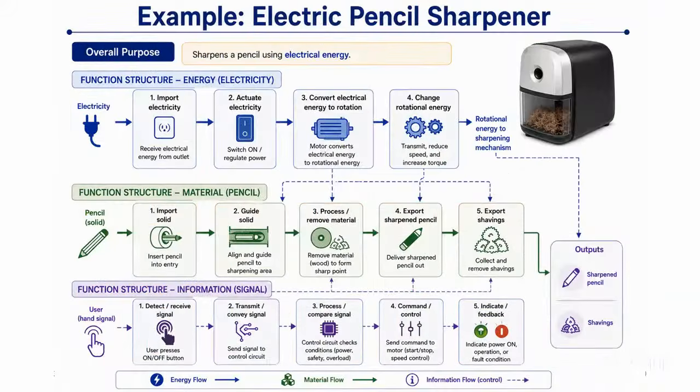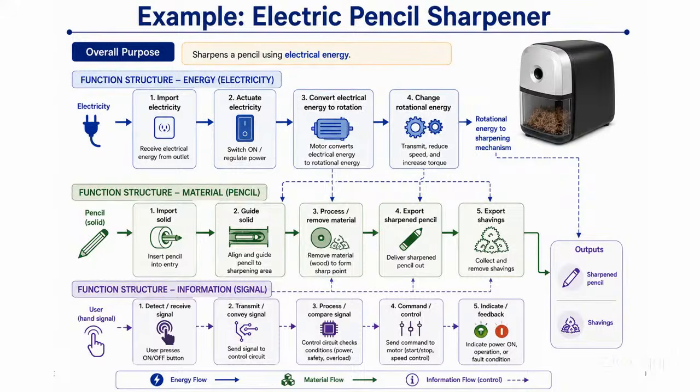So like this, I have one more example: electric pencil sharpener. So there are three such flows listed here. The first one is the energy flow, that is, electricity is being given. You import the electricity, actuate electricity, that is, switch on or off based on your situation. Then you convert the electrical energy into rotation for sharpening the pencil. Then you change the rotational energy using the gear system based on the speed that you need. You transmit, reduce speed and increase torque based on the requirement. So rotational energy to sharpening mechanism, that is the change which is happening here.